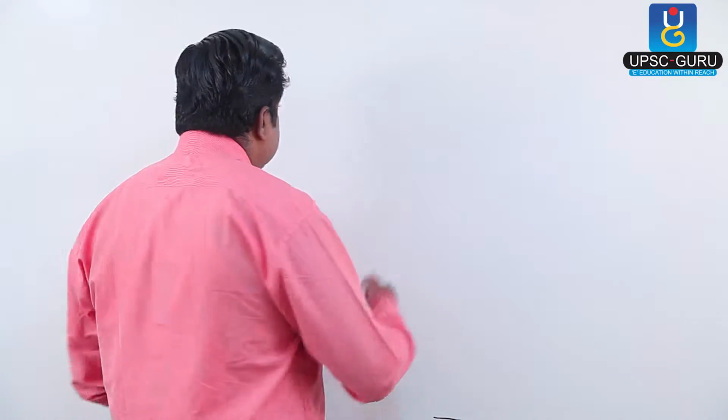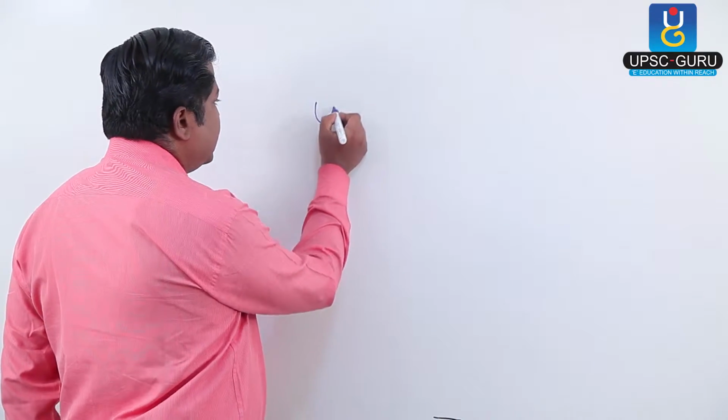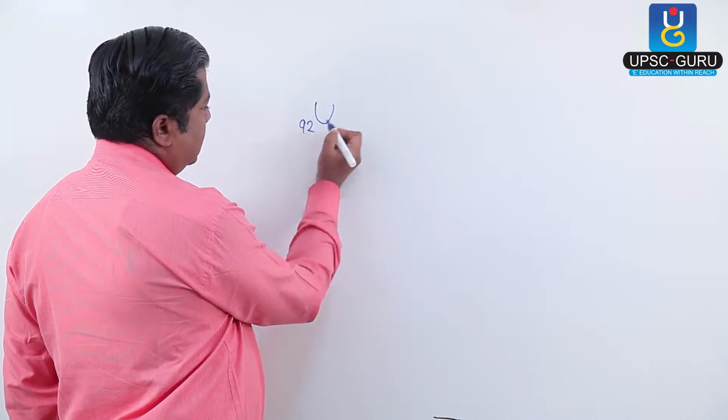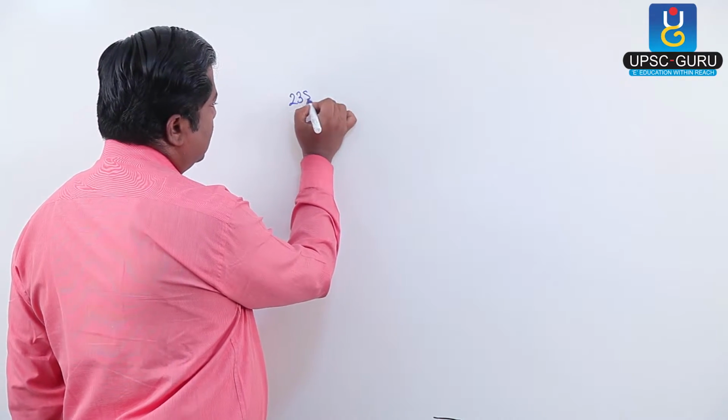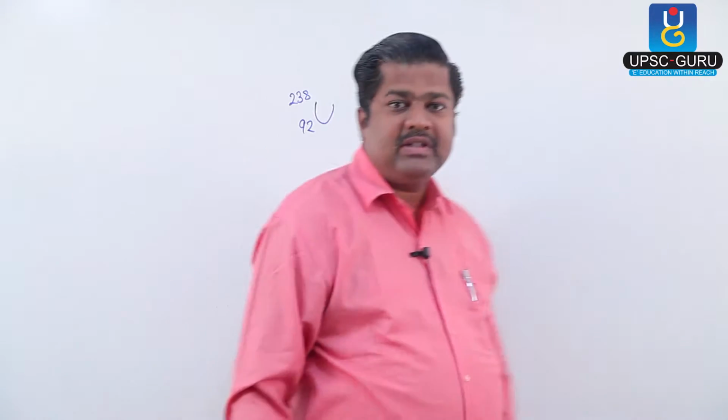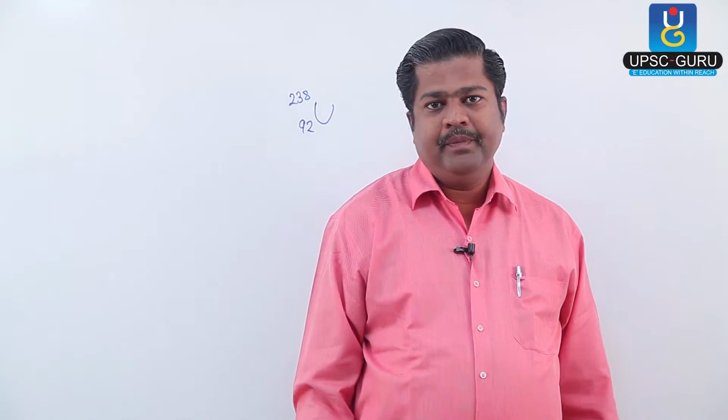Now there is a question: can the transmutation reaction be carried out artificially? Let us check. Say uranium is there, atomic number 92, mass number 238. This is naturally occurring uranium.